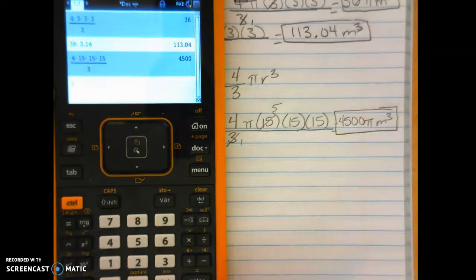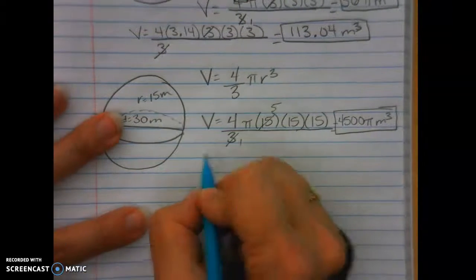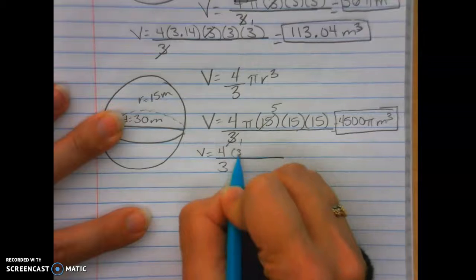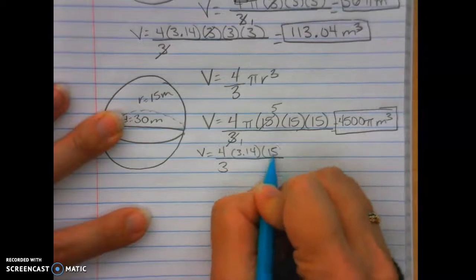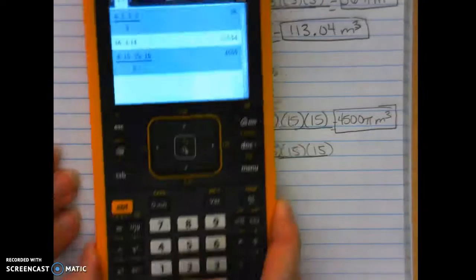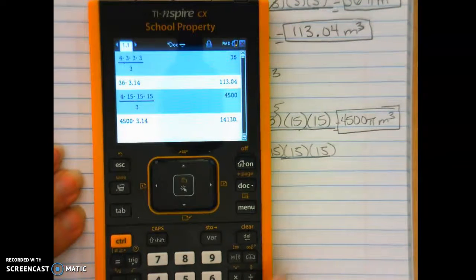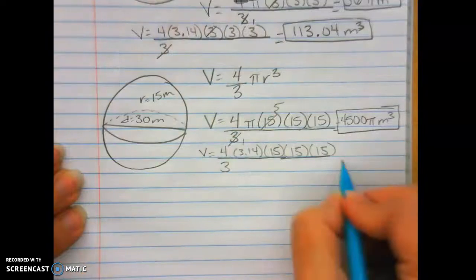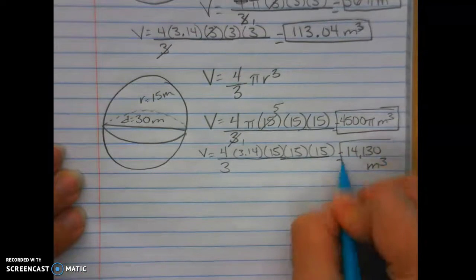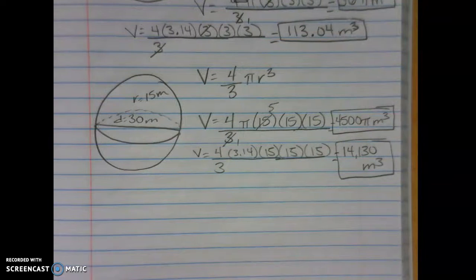Don't forget your pi symbol. If we wanted this not in terms of pi, if we just wanted an exact answer, we would use 3.14 times 15, 15, 15. So very much like what we've been doing, you're just plugging your numbers in. So times 3.14, and we get 14,130 meters cubed. Okay, and that is spheres.